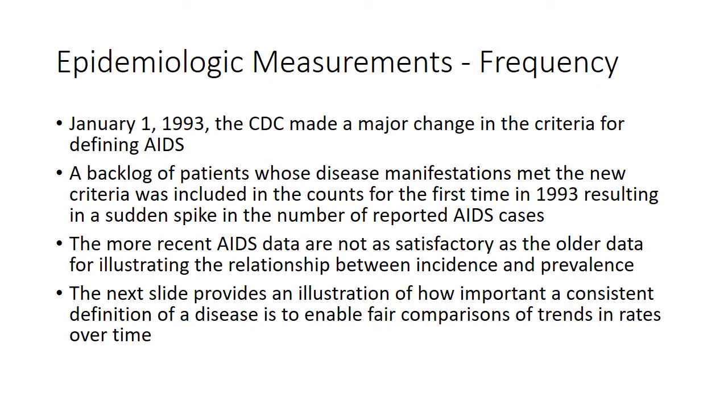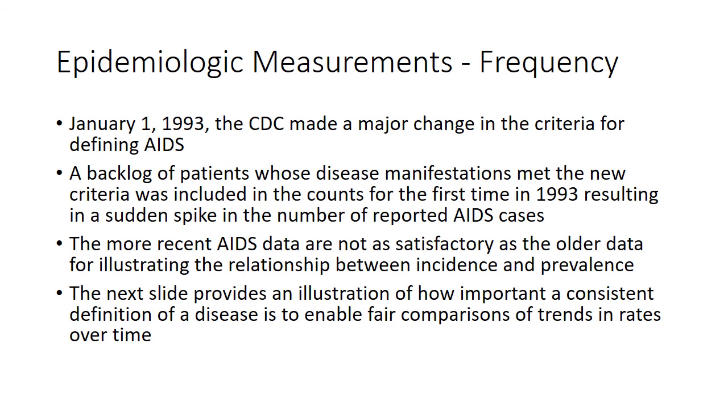So as I mentioned, the study ended at that time period because the CDC made a big change in how they were defining AIDS. And so you may have had people who had actually had the disease, but maybe not have been classified as such. And so they may have been underreporting in a lot of cases of actually how many people had AIDS. And as such, you're going to see a really big spike that occurred here in 1993 due to all these additional cases now being reported. So the more recent data is not going to be as satisfactory as the older data for illustrating the relationship between incidence and prevalence, because all of a sudden your incidence just went through the roof.